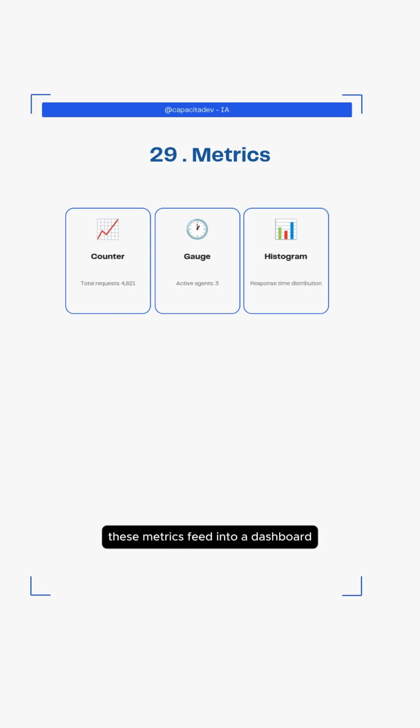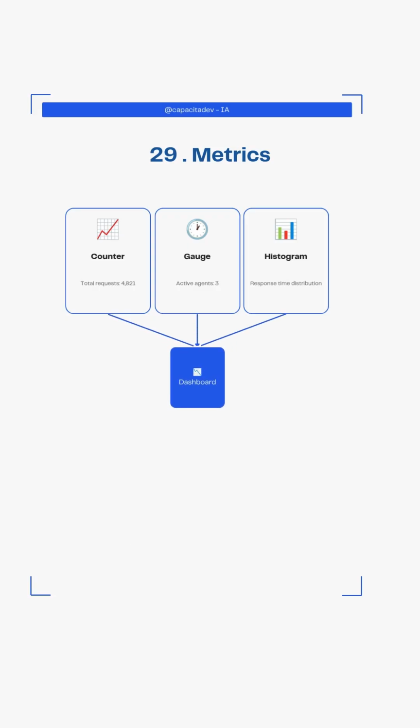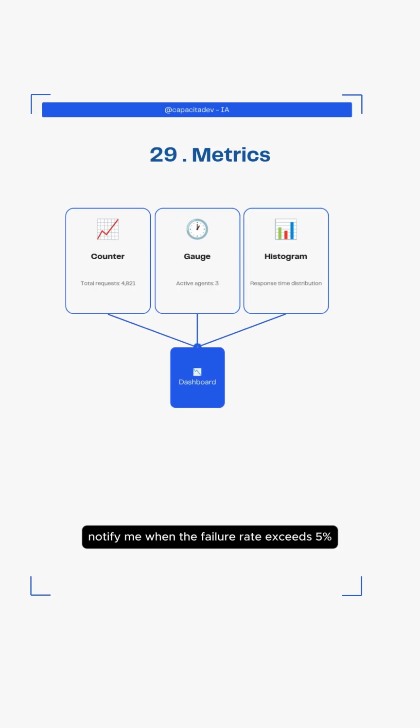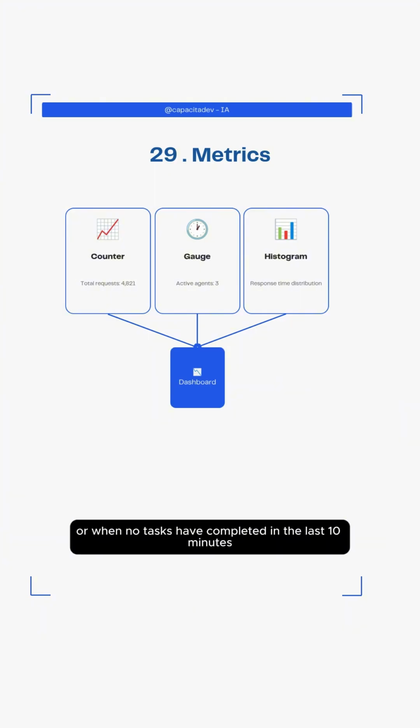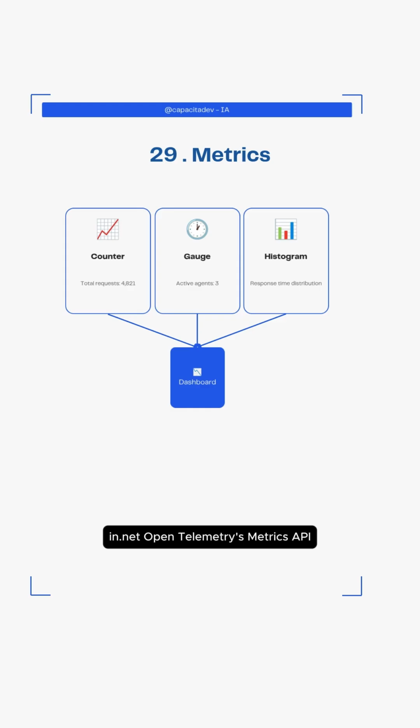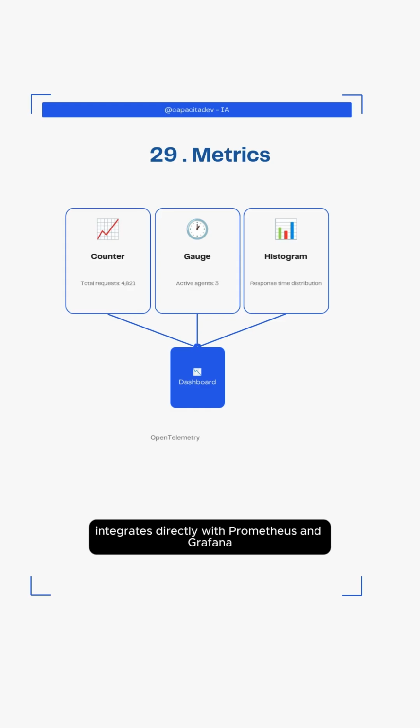These metrics feed into a dashboard where you set your alerts. Notify me when the failure rate exceeds 5%. Or when no tasks have completed in the last 10 minutes. In .NET, OpenTelemetry's Metrics API integrates directly with Prometheus and Grafana for visualization.